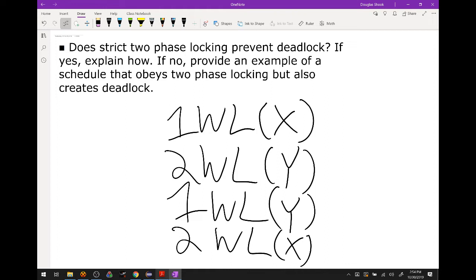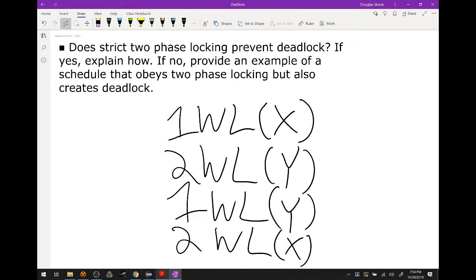Let's see. The two-phase locking scheme that I'm referring to rhymes with subversive. I don't know. Conservative. Conservative two-phase locking says you need to acquire all locks before the transaction begins.